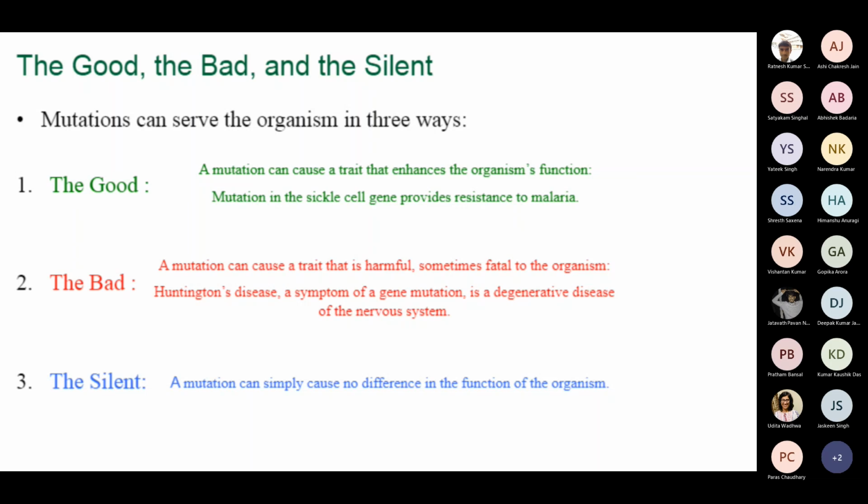There are bad mutations. Bad mutations are essentially mutations that cause traits that are harmful to the organism's function. They can sometimes be fatal. So, for example, in Huntington's disease, there is a mutation that causes the degeneration of the nervous system. Specifically in Huntington's disease, instead of changing of letters, you have insertions of a large amount of DNA material, which leads a gene to not work properly, and because of which the nervous system goes bad.